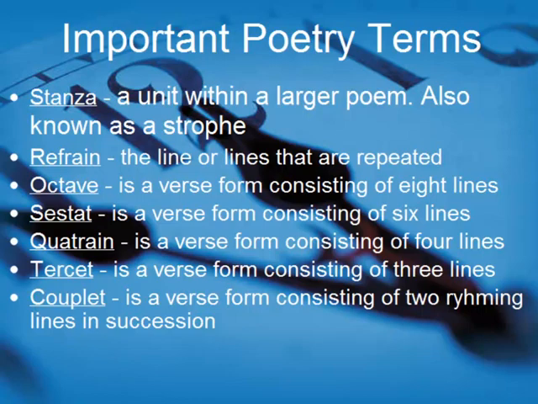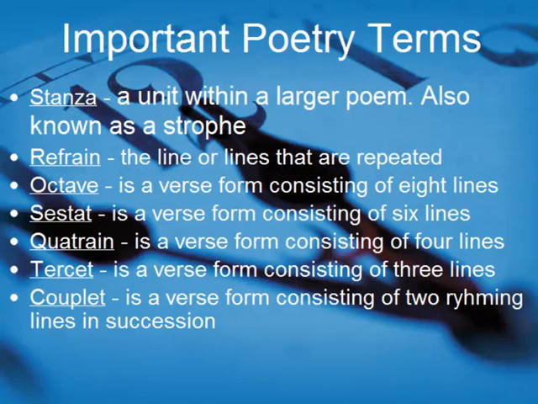A stanza is a unit within a larger poem. It's a grouping of lines that go together. It is also known as a strophe. Refrain. A refrain is a repeated line, similar to what would be in a song. It can be a repeated line or a grouping of lines, or more than one line repeated, things like that.